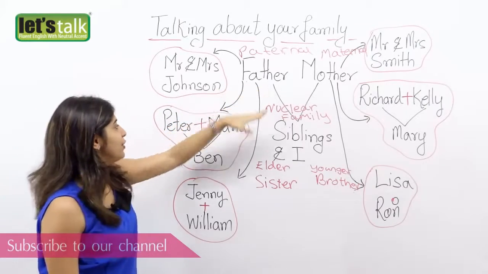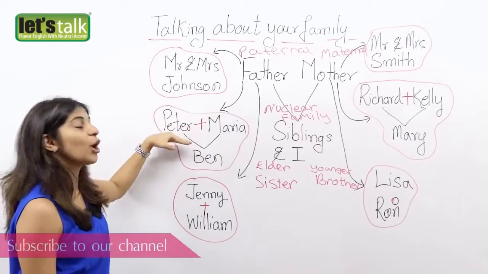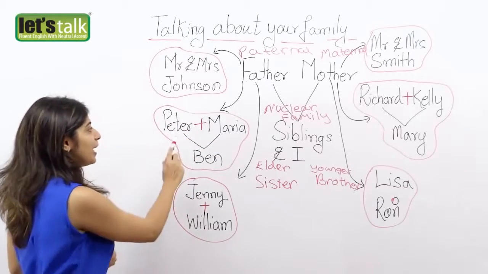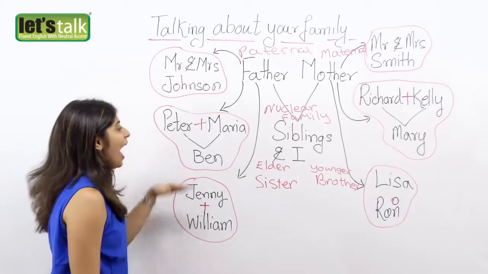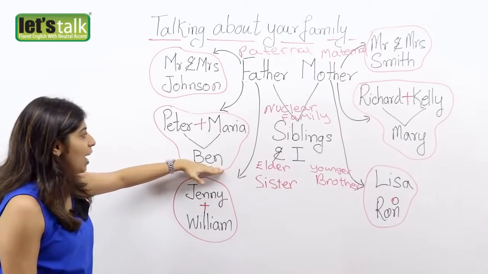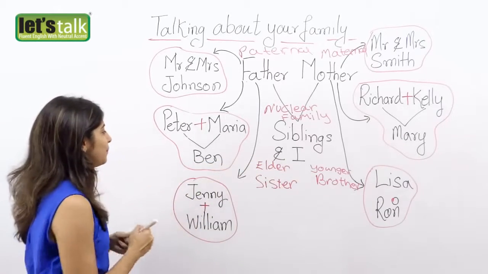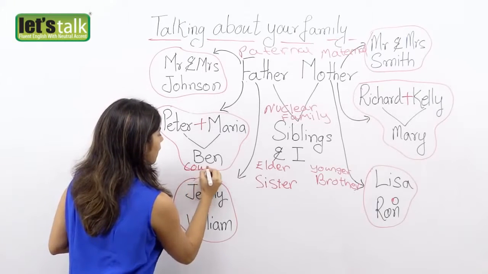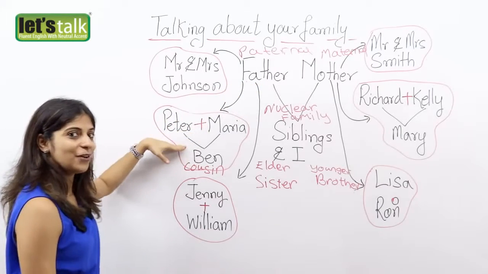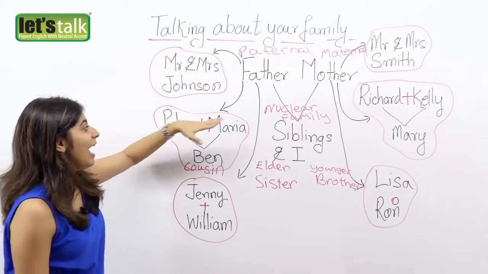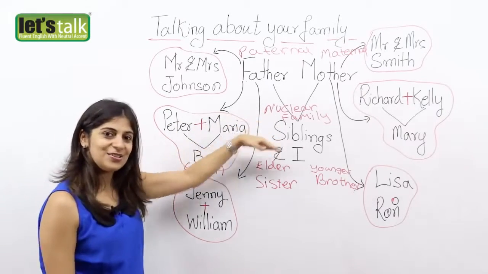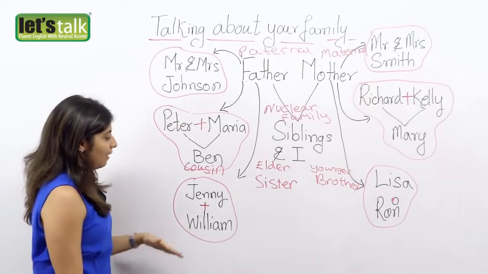And your father's brother. Now, he has a brother called Peter, and Peter is married to Maria. Now, Peter and Maria are a couple, and they have a beautiful son called Ben. Now, Ben is your cousin. And Peter, who is your father's brother, would be your paternal uncle, and Maria, who is Peter's wife, would be your aunt.